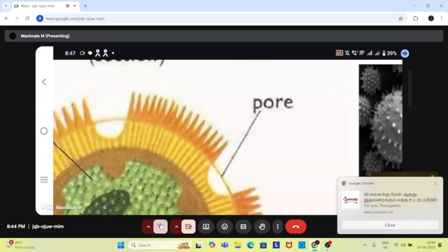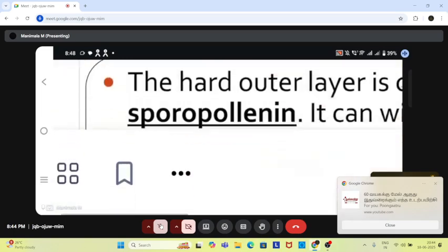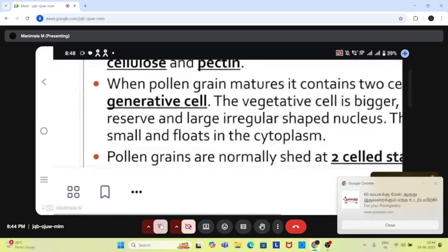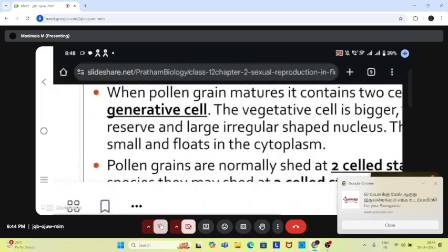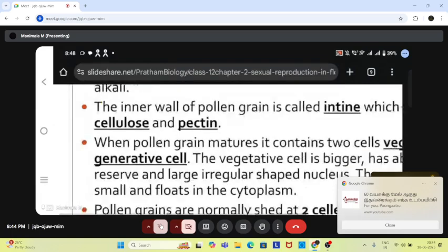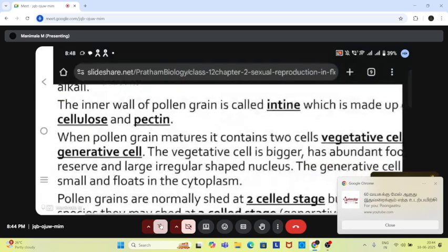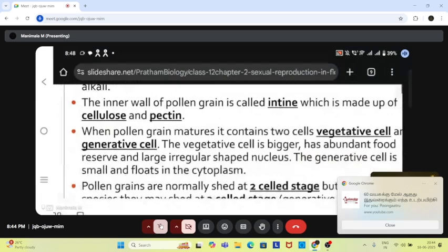And when we discuss the inner layer, it is called the intine. It is thin and smooth, and it is composed of pectocellulose. So intine is made up of pectocellulose, that is, pectin and cellulose. These are the characters of pollen grains.